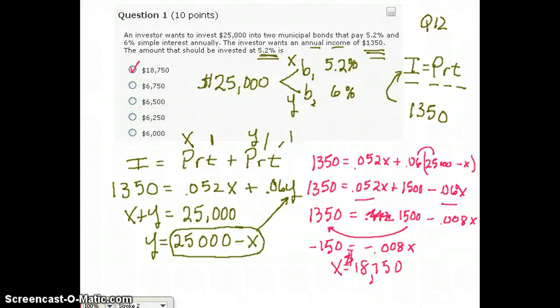Now someone says, well, how do I really know? What you could do is take 18750 times the X percentage, which is 0.052, and see what that gives you. 18750 times 0.052 is 975. Now the other amount would be 25,000 minus 18750, which is 6250. Then 6250 times 0.06 is equal to 375.